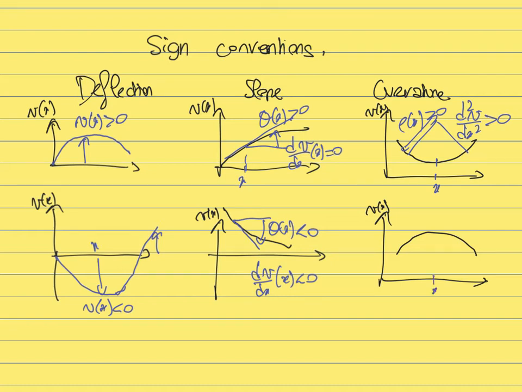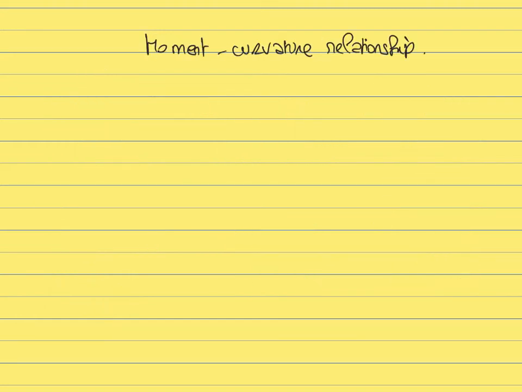On the other hand, if the function has a concave shape like this, this means that you would have a negative second derivative. That would be a local maximum for the function. And so that would also correspond to a negative radius of curvature. So that's the sign convention that we will be using for deflection, slope, and curvature. So now the question is, how do you calculate the deflection v of a curve?